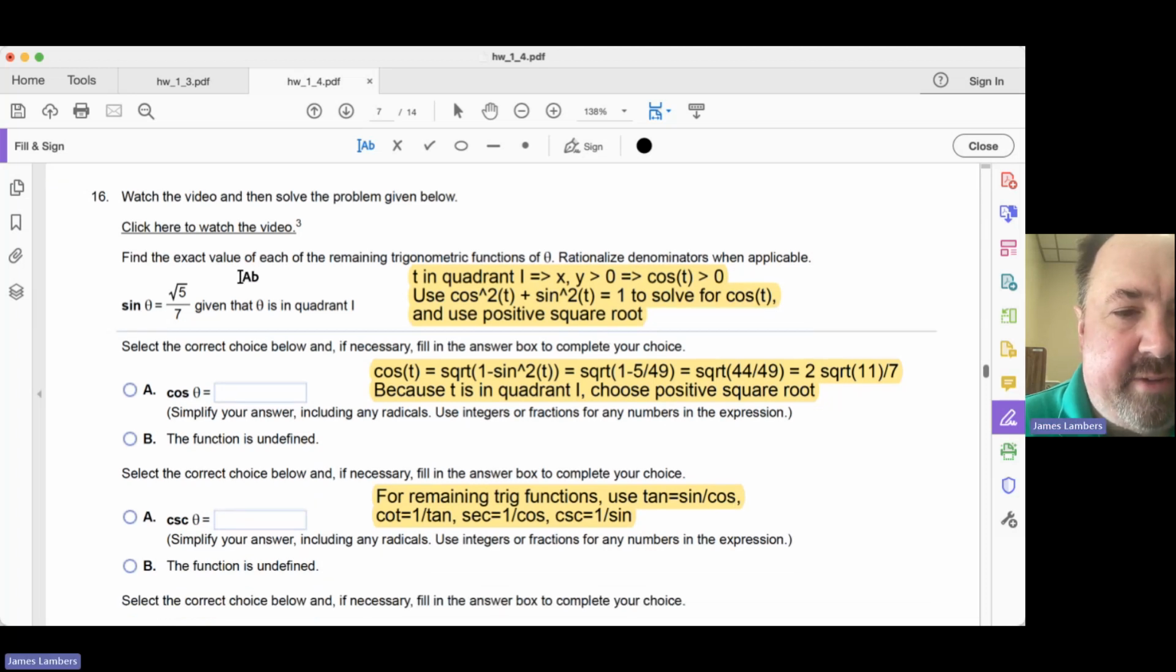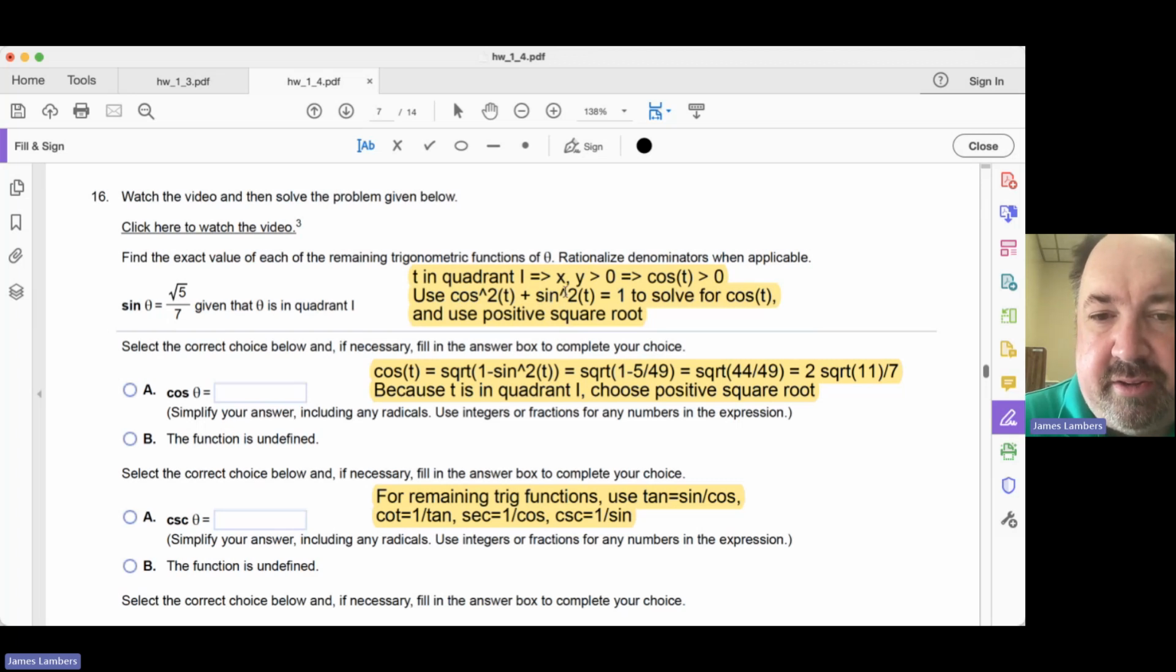Okay. Here you're given the value of a specific trig function, in this case sine, at a certain angle, and you're given that the angle is in quadrant 1. And the goal is to find the values of the remaining 5 trigonometric functions at this angle. So the fact that theta is in quadrant 1, x and y are both positive, so therefore cosine has to be positive. Now you have this identity, cosine squared t plus sine squared t is equal to 1.